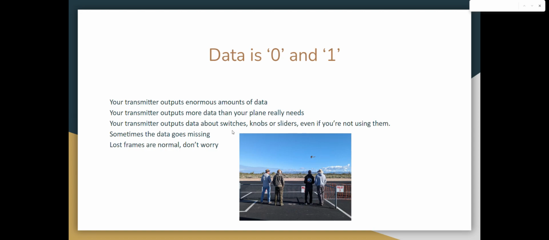For example, your sliders, your switches, and your knobs are all being monitored while you're flying. Even if you're not using sliders, even if you've never used a slider in your life, you will have the information being broadcast many times a second about where the position of that slider is, even if you're not using it. So lots of information is being transferred. Some of it goes missing, and the big thing is we're not going to worry too much about the stuff that goes missing.